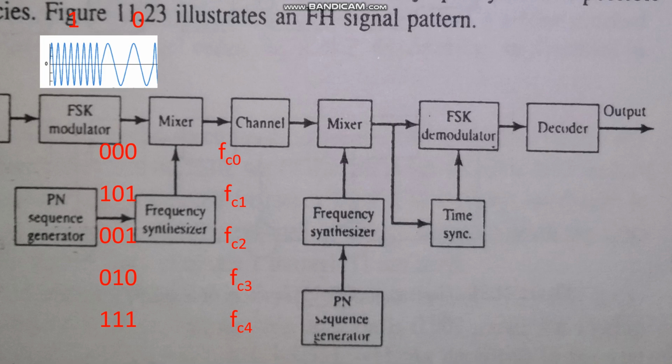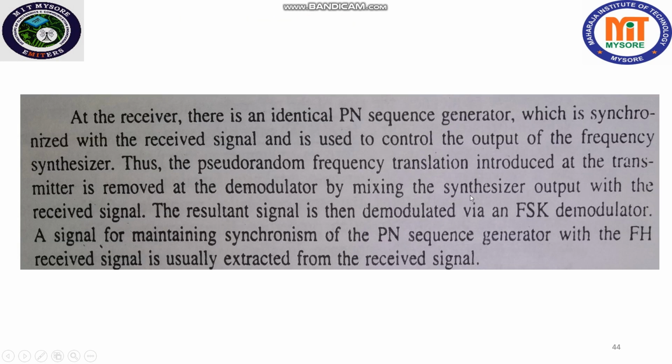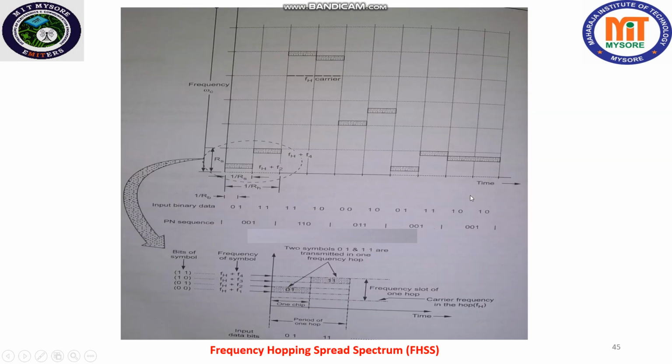I hope you have understood the FHSS block diagram, that is, transmitter and reception. The same has been explained over here. You can just go through it. This is about the receiver, and this is our example of FHSS, our frequency hopping spread spectrum, which we will discuss in the next session.